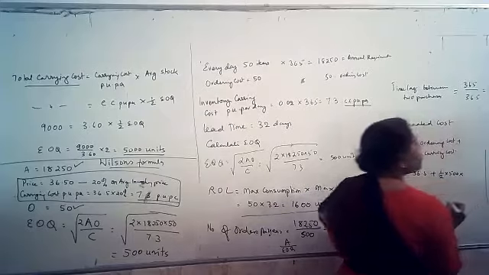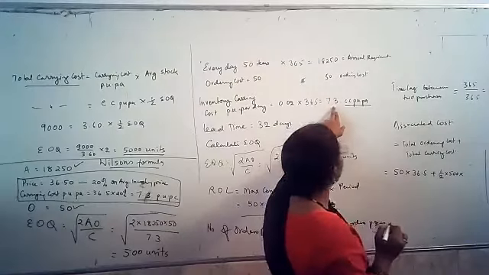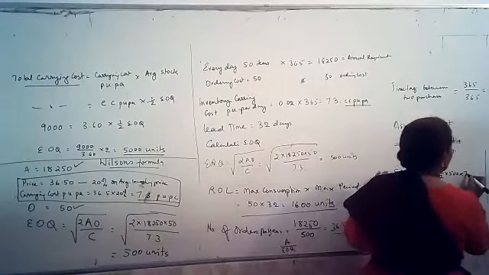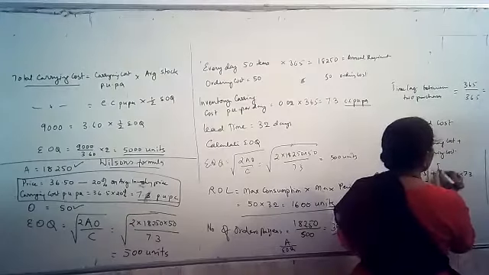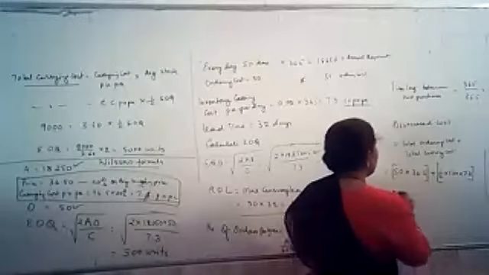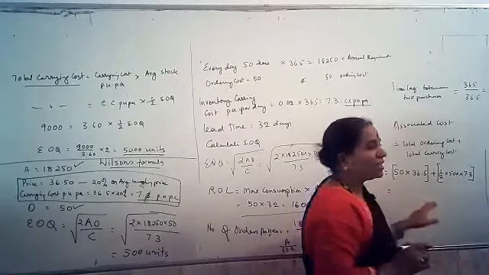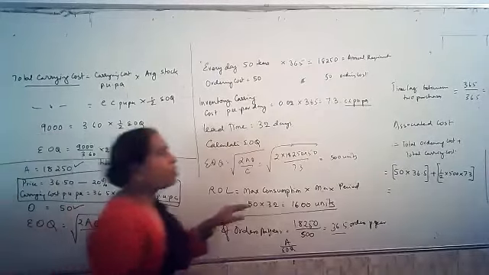What is the carrying cost per unit per annum? We have already calculated. It is 7.3. So 7.3 is the carrying cost per unit per annum. So this is my ordering cost. This is my carrying cost. Total ordering cost plus total carrying cost will give me the associated cost.